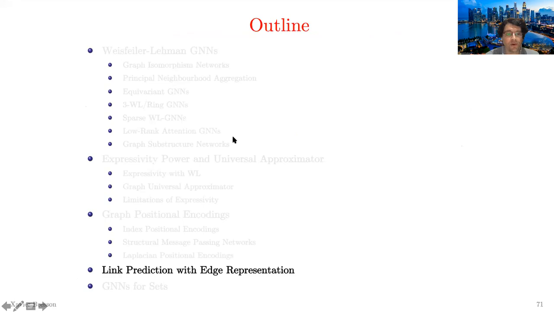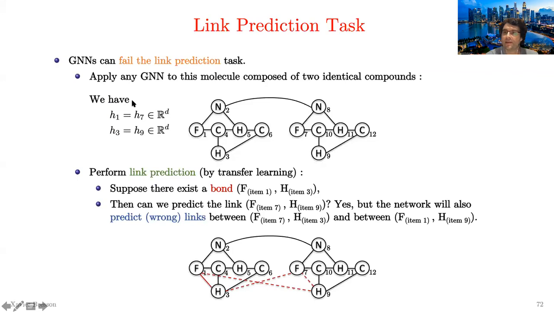Okay, now let's talk about the link prediction problem with graph neural networks. There is also a limitation with graph neural networks when you want to solve the link prediction problem, and let me show you what this limitation is. Let's say we have this molecular graph here, which is composed of two compounds. This is the first compound, the second compound, and they are connected here.